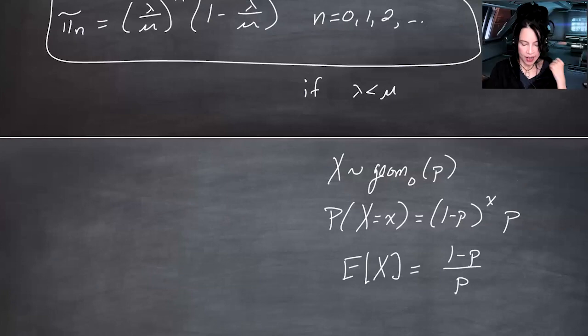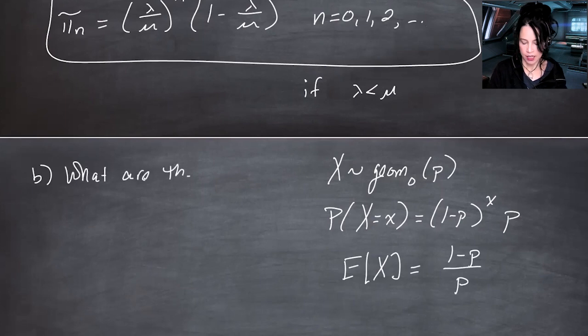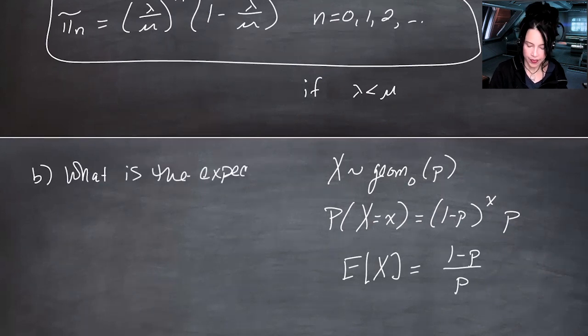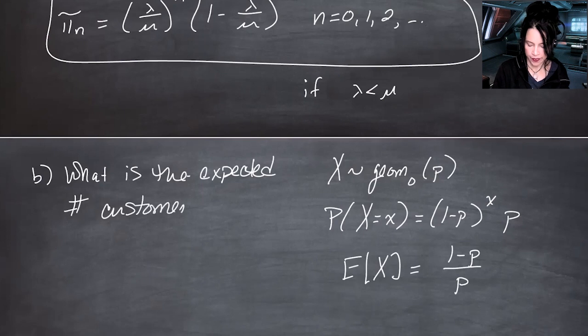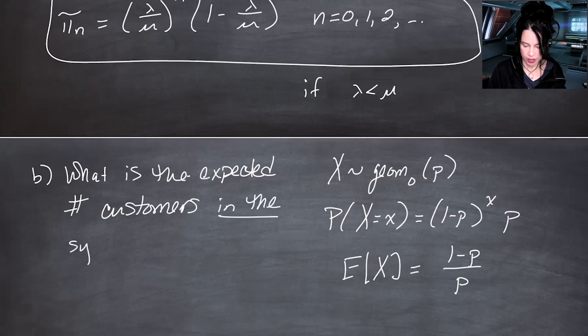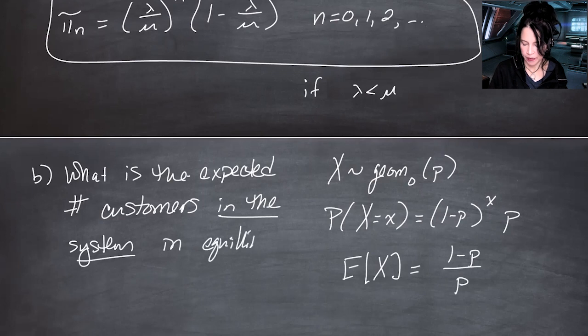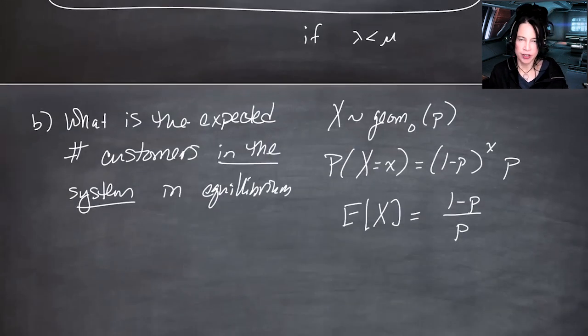And so if I make like a part B to this problem, what is the expected number of customers in the system in equilibrium? You can just use this result from the geometric distribution. So the expected number of customers in the system, this includes the person being served, in equilibrium. That means that even though you started with a massive group of people outside your store in the morning, it has leveled out.